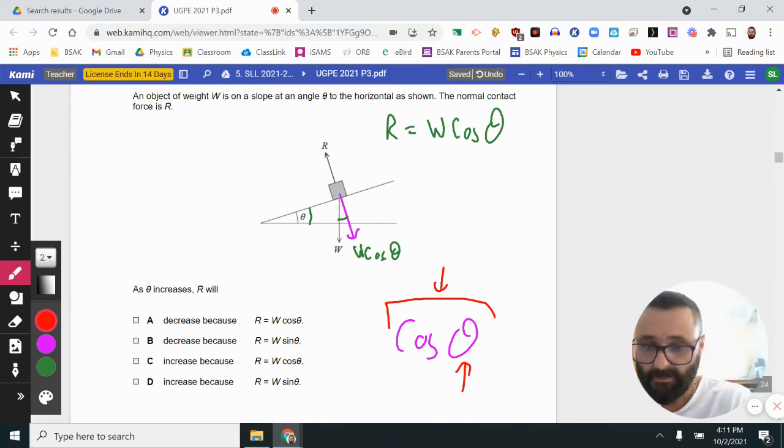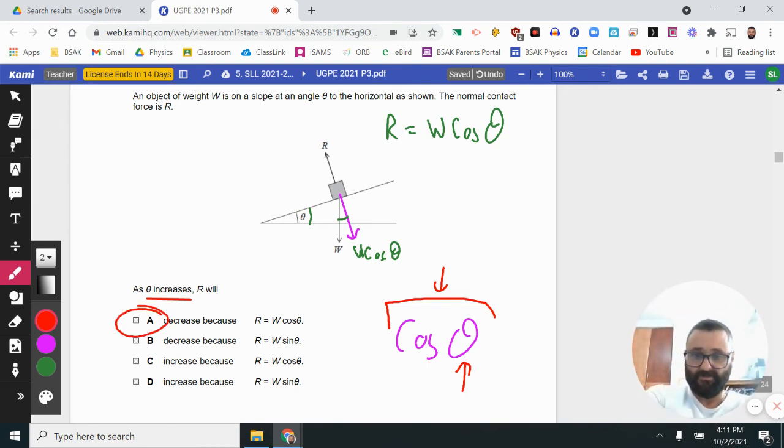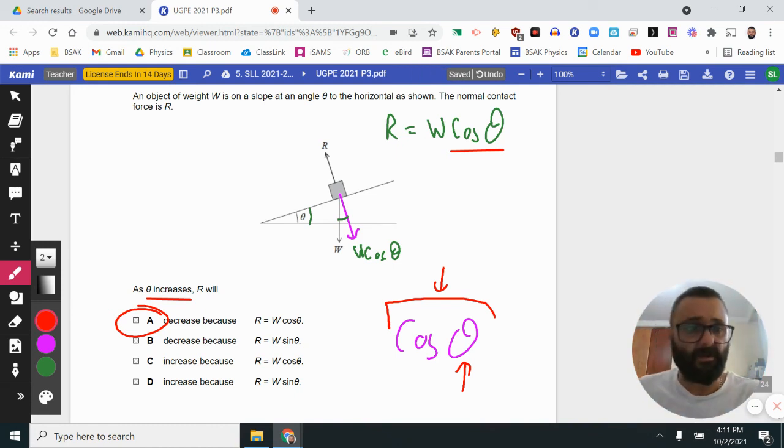So as theta increases, R will decrease because R is W cos theta, all because as theta increases, cos theta decreases. Right, there you go. There's your multiple choice. I thought they were all straightforward. Thank you.